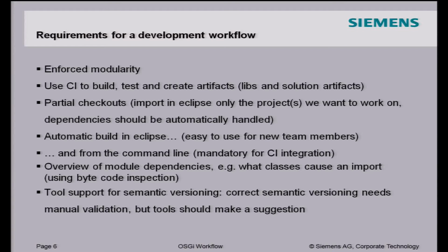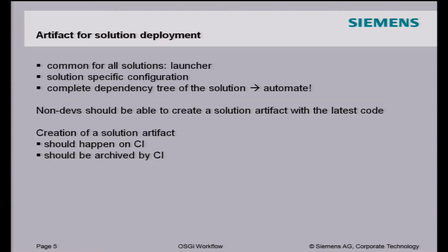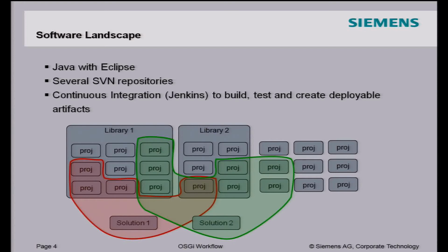Then, as I said, we have been using CI in the past to build, test, and create artifacts, and we also want to continue to do that. We really want to build and test centrally, and we want to create the artifacts we give to the customer centrally. And partial checkouts. In the past, before we had such a workflow, if I wanted to work here and I was not sure what project dependencies I need, I checked out all the stuff, and perhaps even that one, and all the others.